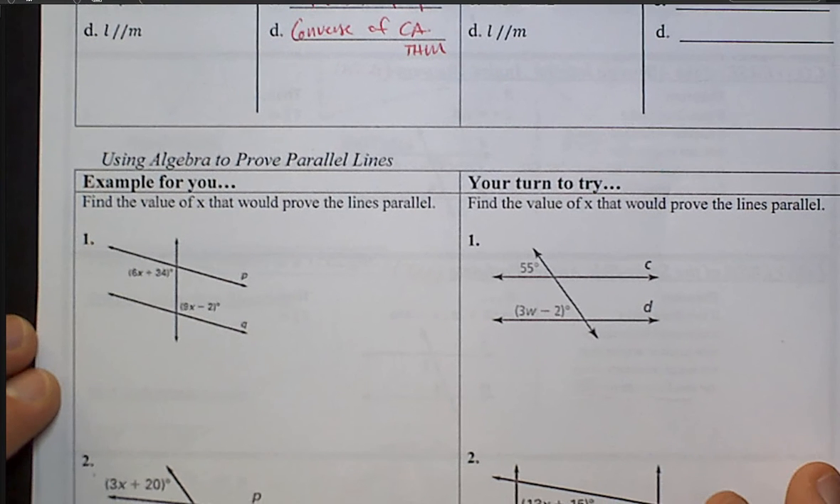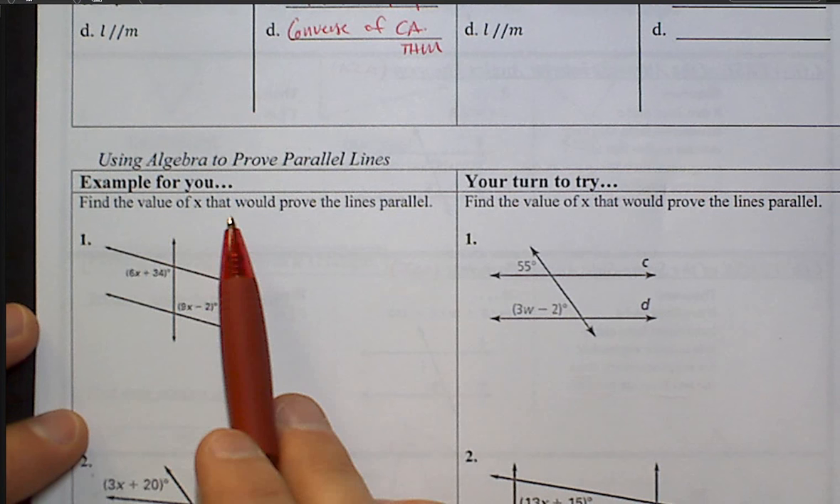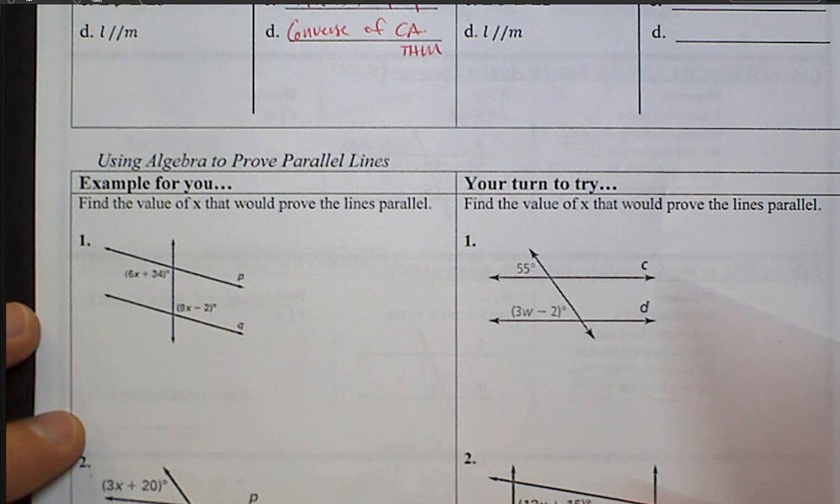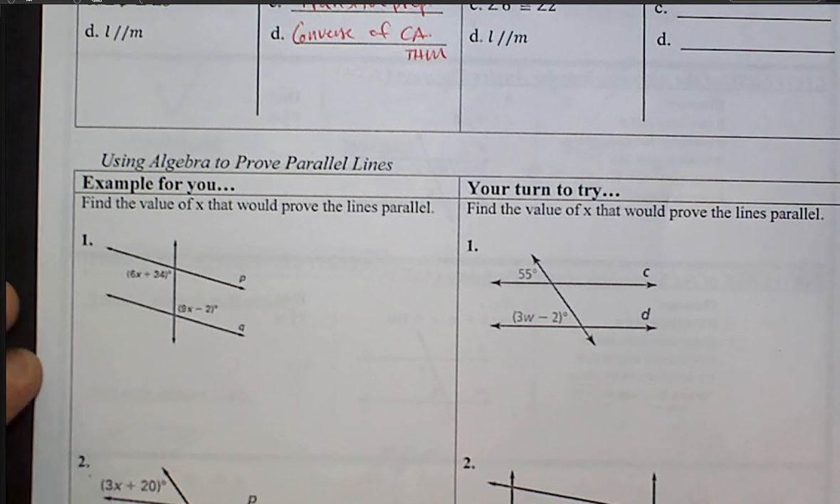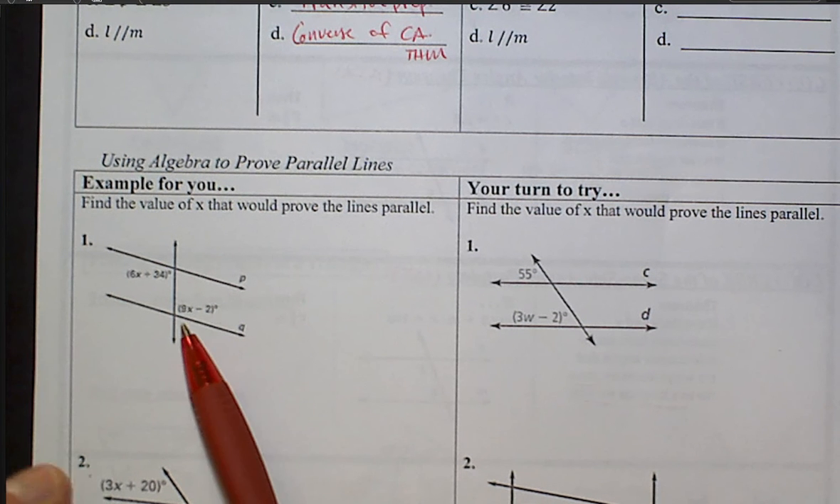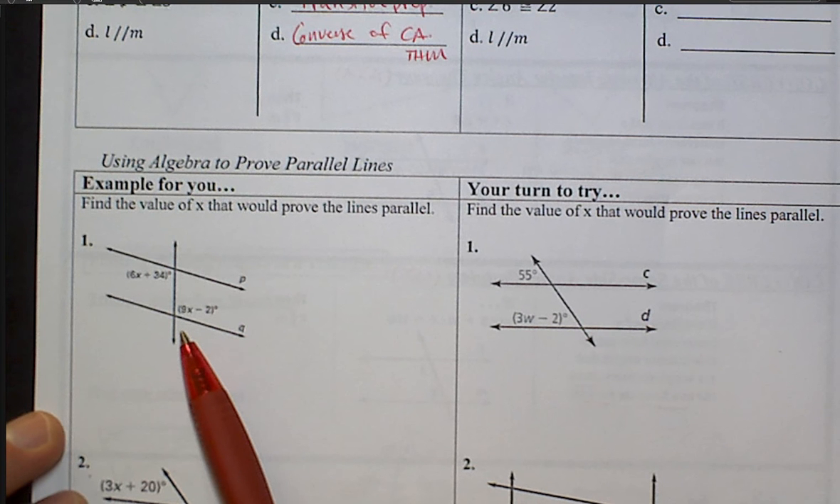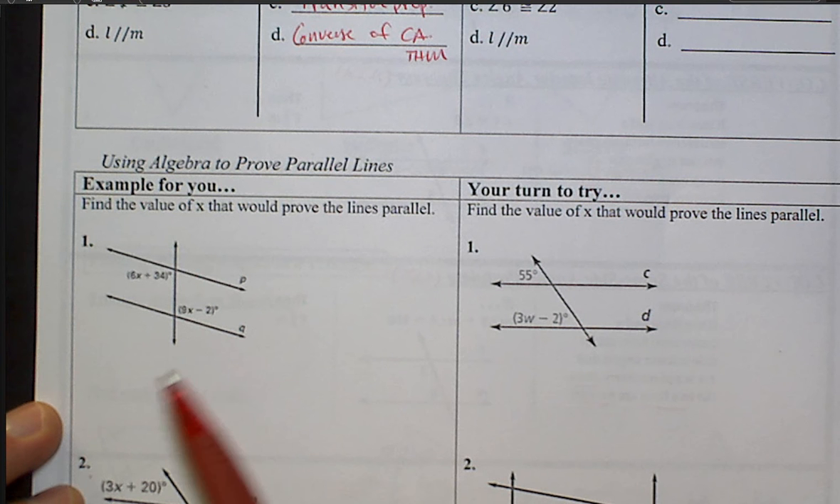And it says find the value of x that would prove that the lines are parallel. So you're looking for either corresponding angles, AIAs, or same side interiors, using what you'd learned from lesson 1, kind of setting up the problem the right way. So let's take a look here.